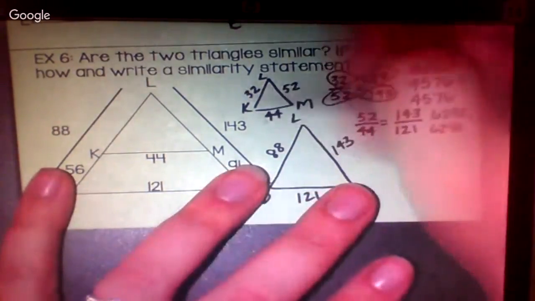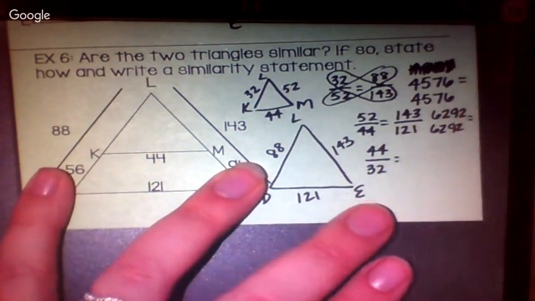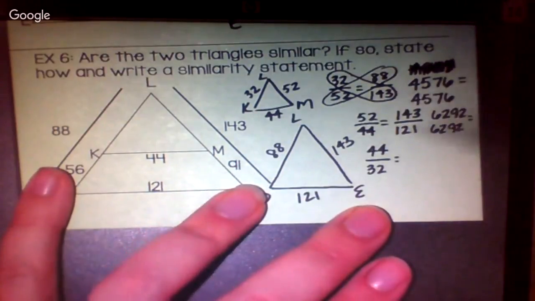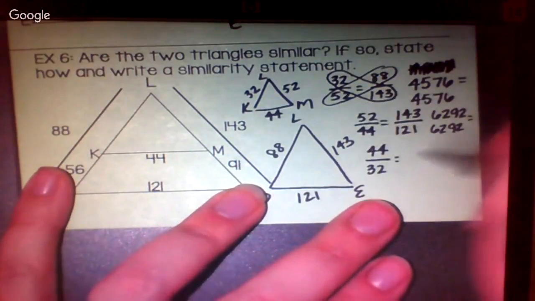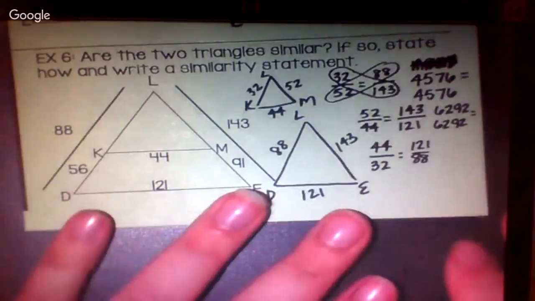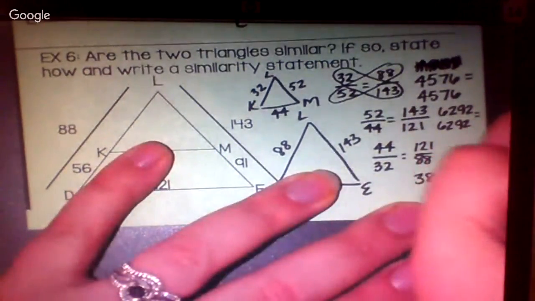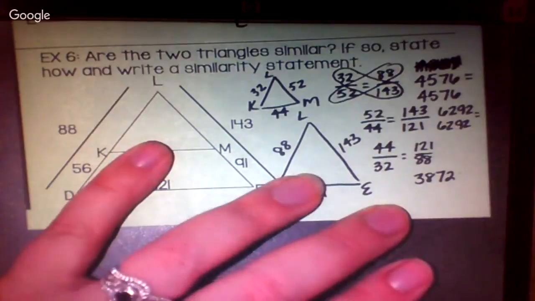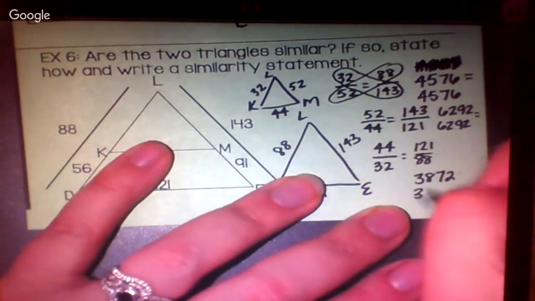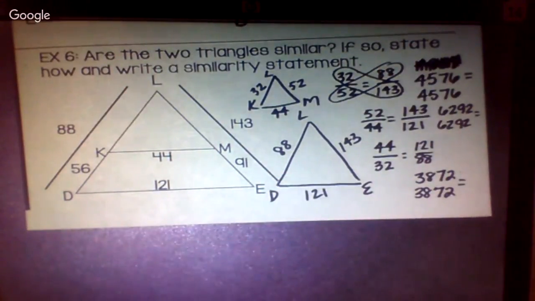I need to check these other two sides. I ran out of space. 44 over 32. Careful. I did 44 over 32, 121 over 88. Okay. Please be very cautious with that because if you flip it the wrong way, it's not going to work. 3,872. 3,872. Okay. So now that all three of those have worked, that means that they are similar.